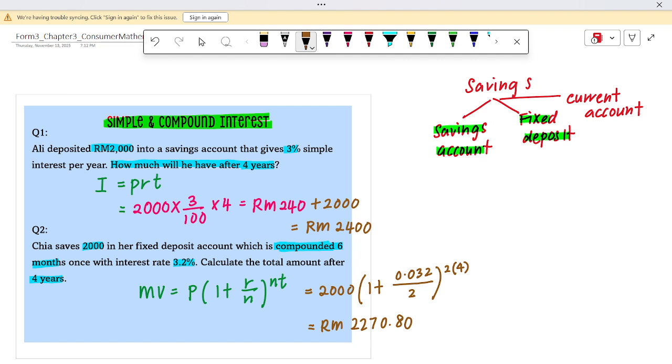Okay, so once you are keeping your money in the account, there are two types of interest that we can receive: simple and compound. If it's a compound interest, you need to use matured value.